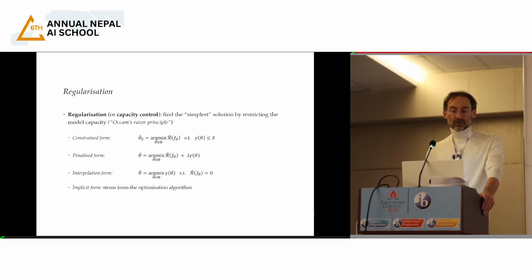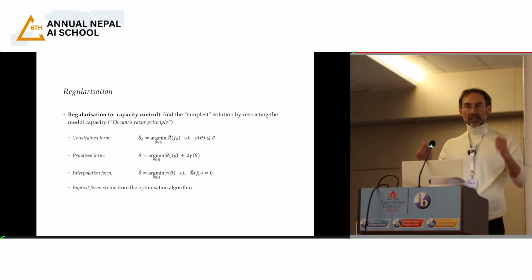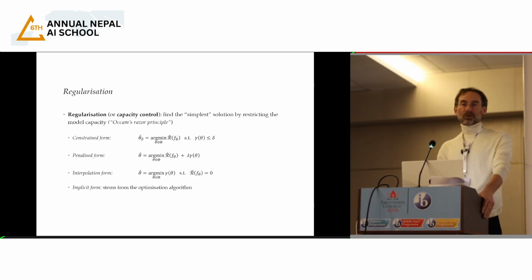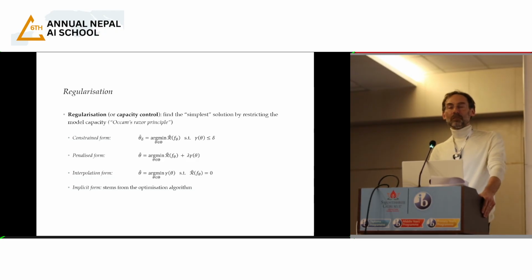And this is what is achieved by regularization, right? Somehow you want to find the simplest solution possible. And again, there are many ways of doing it. You can, for example, use it as a constraint or as a penalty, or maybe you can also think of interpolation. So I want to exactly fit my training set and then minimize some kind of regularity criterion, or as I mentioned, it can come implicitly from the optimization algorithm itself, okay?